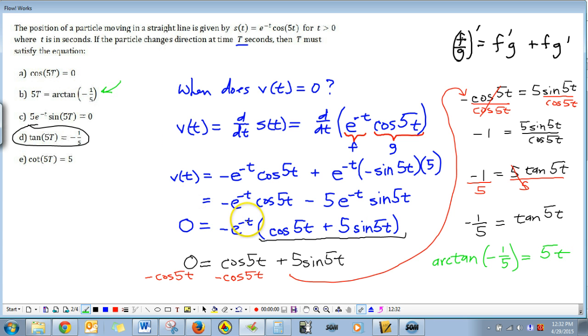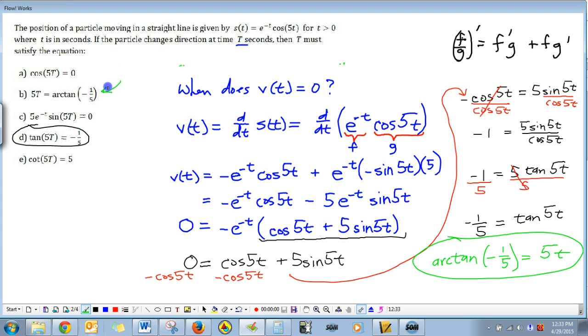So which one's the right answer? Well, this is going to happen when velocity equals 0. We've got a particle moving along a line, going back and forth, back and forth, and it stops and changes directions a lot of times. So there's going to be a lot of different t values. Arctangent has a limited range, so it's only going to return one t value. If we were to write this, we would limit ourselves to only one time that velocity equals 0.